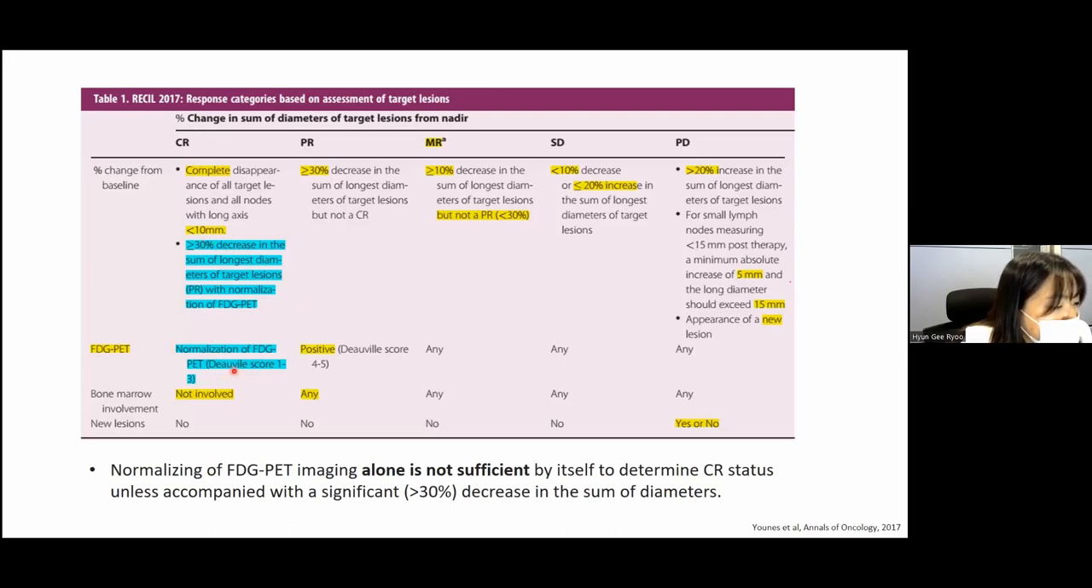However, the FDG PET alone is not sufficient, and they need an additional more than 30% decrease of the sum of longest diameter for the target lesion. So if the patient has a Deauville score lower than 3 and also has a decrease in diameter, we can say that this patient has a complete response, or complete remission, of lymphoma based on this RECIL criteria.